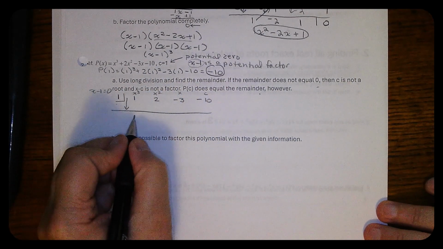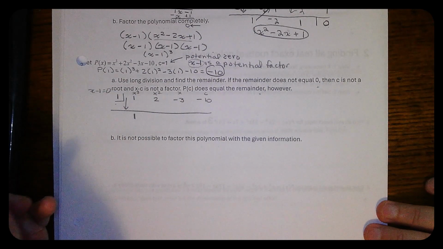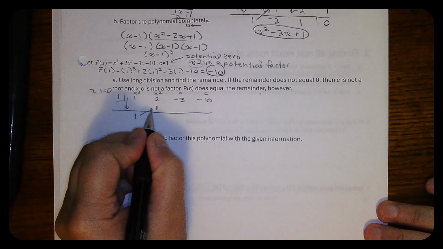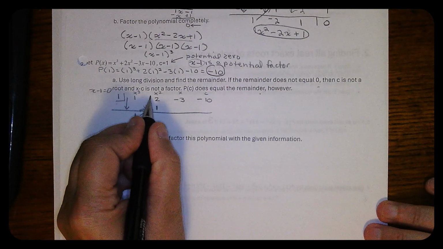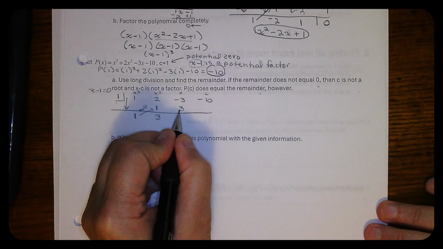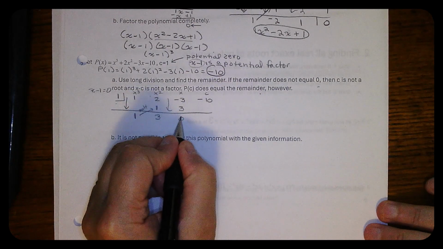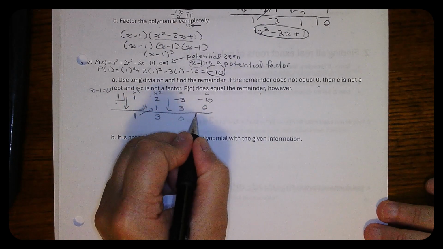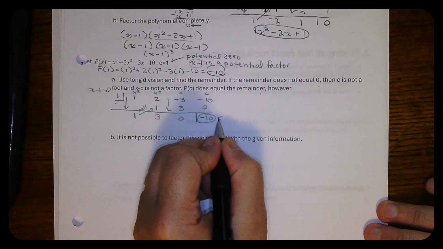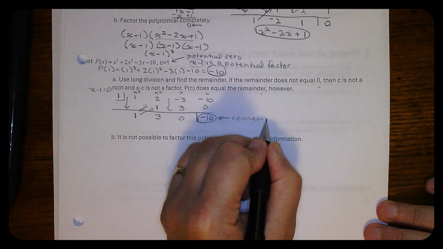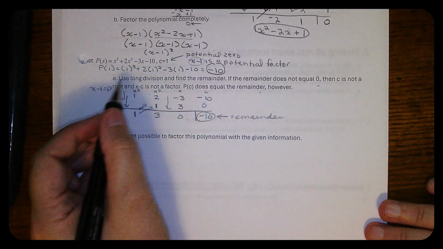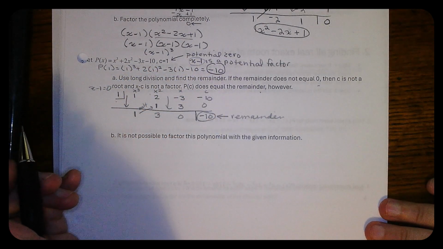So we're going to add, so that's just 1. 1 plus nothing is 1. Then we're going to multiply. 1 times 1 is 1. And so we're going to multiply when we go diagonal. Then we're going to add, and we're going to get 3. Then we're going to multiply. 1 times 3 is 3. And then we're going to add and get 0. And 1 times 0 is 0. And then we're going to add and get negative 10. And that is your remainder. And that's what we got when we just plugged 1 in. So P of 1 is going to give you the remainder if you were to divide.